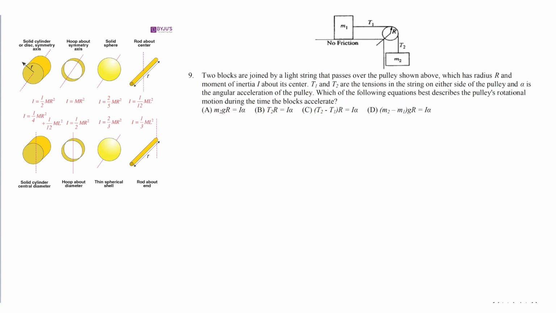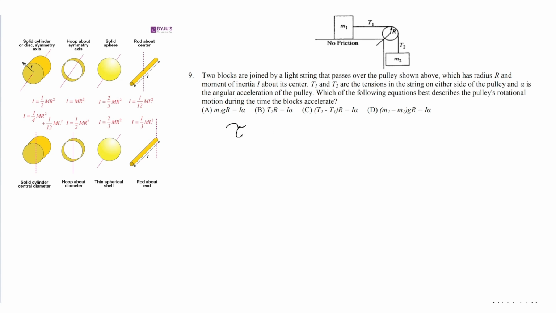Okay, so let's look at this last question. We're given that two blocks are joined by a light string that passes over the pulley shown above with a radius of r and a moment of inertia I about its center. We're told that T1 and T2 are the tensions in the string on either side of the pulley, and alpha is the angular acceleration of the pulley. Then we're asked which equation describes the pulley's rotational motion during the time that the blocks accelerate.